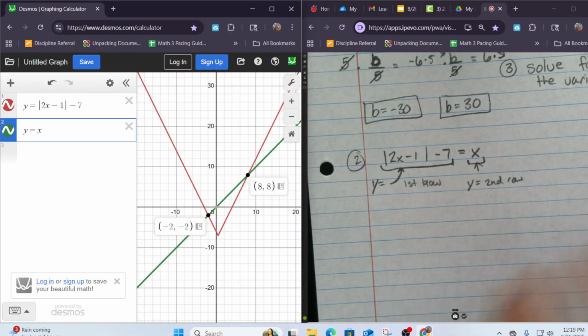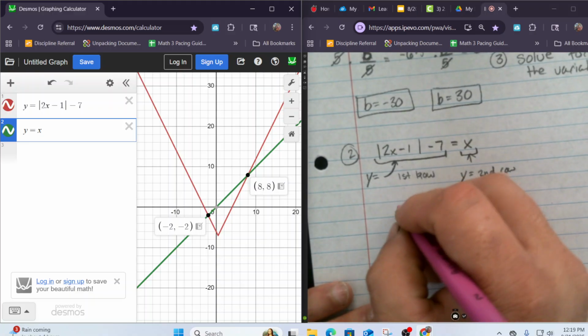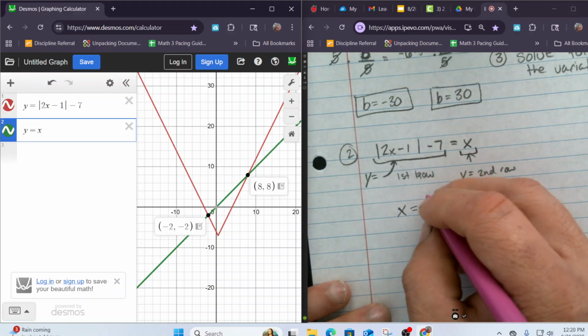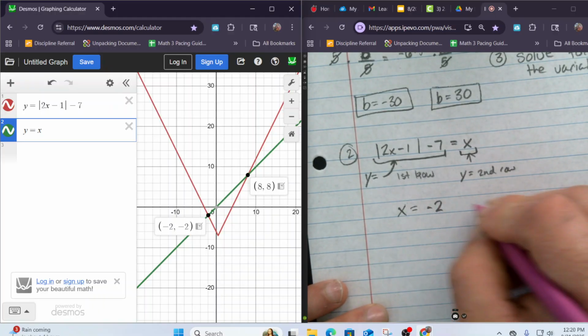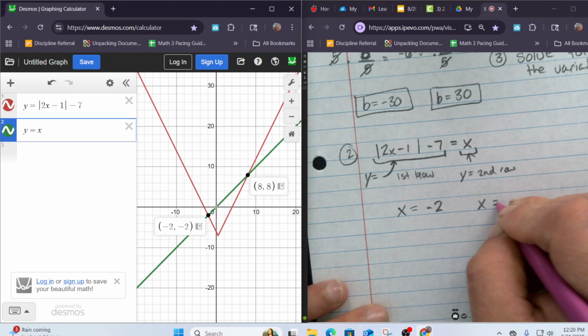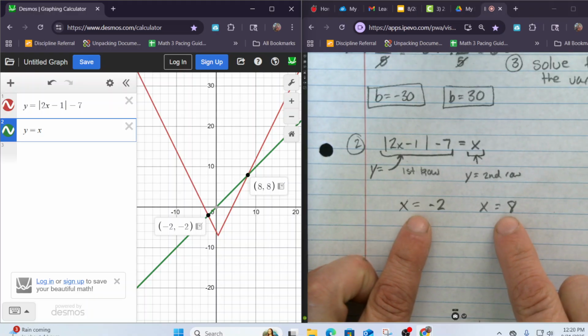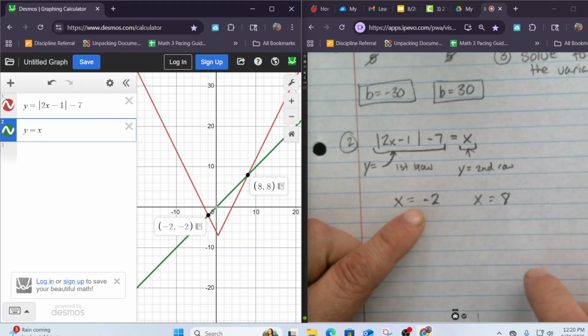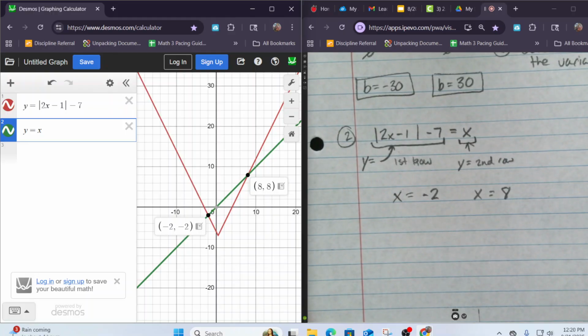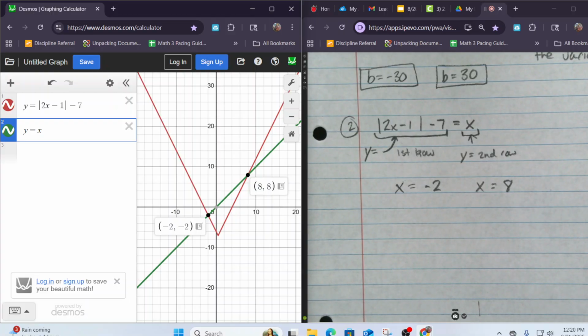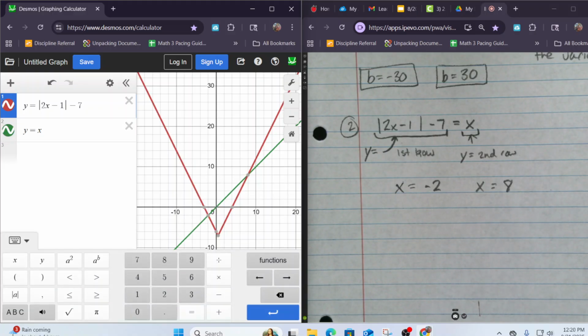So now, using Desmos, I have answers at x equals -2 and x equals +8. So on these, you don't have to show me work. I don't care, because if you know how to do it, you'll get the right answer. Now, let me make sure that you know about this one.